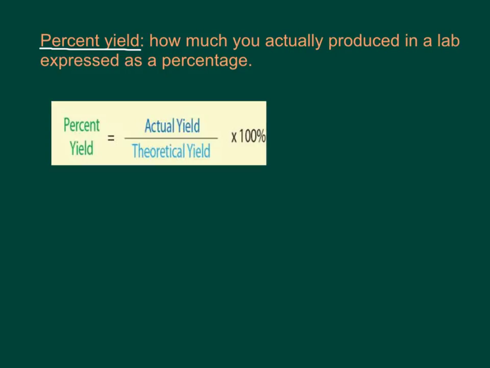So you should know that it's extremely rare to get 100% yield. There are always sources of either systematic or random error when you're doing a lab activity that would result in your actual yield being different than your theoretical yield. But you want to get as close to 100% as possible, of course, but it's very, very rare that you actually get 100% yield in an actual lab situation.